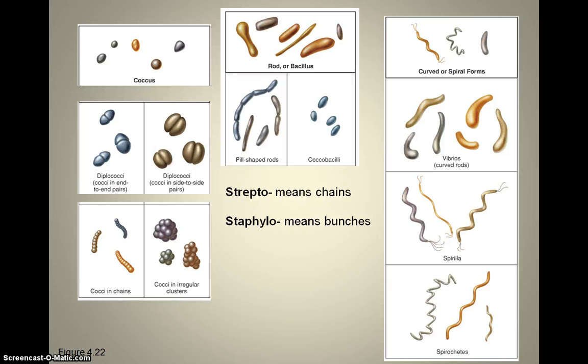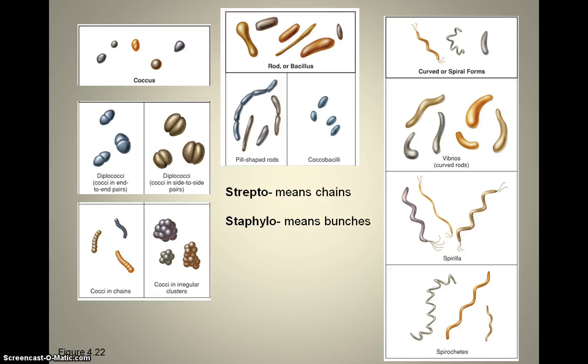But then we also have ways in which they arrange themselves. And so the only two terms I really want you to know are strepto and staphylo. Streptococcus, or strepto, means that it's in a chain. Staphylo means that it's in bunches, like grape bunches. So you can see here, this is a chain of coccus bacteria. So that is a streptococcus, we call it, where this is a cluster, so we call it staphylococcus.